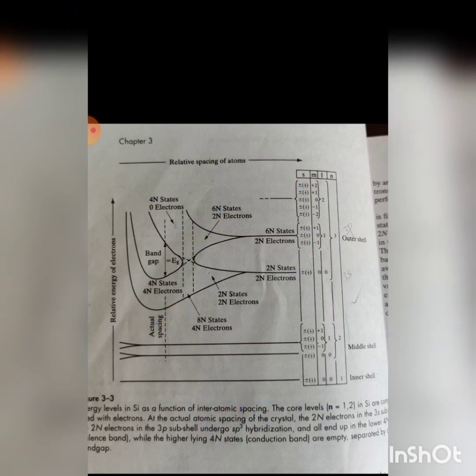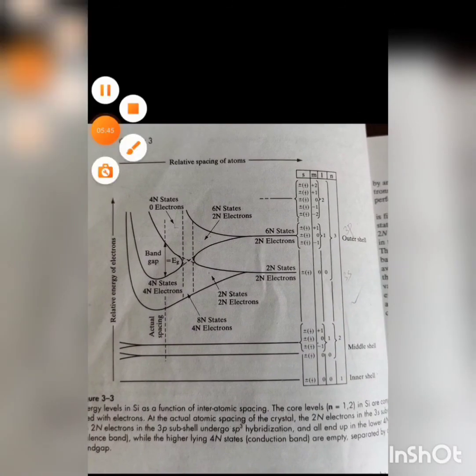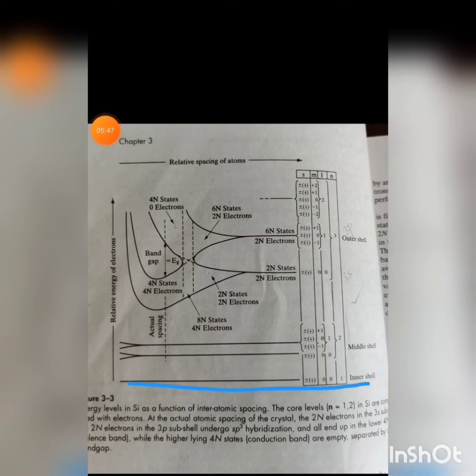So this is the energy state diagram of a silicon atom. I hope you understood this one. You have to draw and study this one. This figure is drawn with interatomic space on the x-axis and relative energy of the electrons on the y-axis. So this is 3s, 3p. It will split into two bands, then merge at the interatomic space, and again split into two bands: one is the conduction band, another one is the valence band.